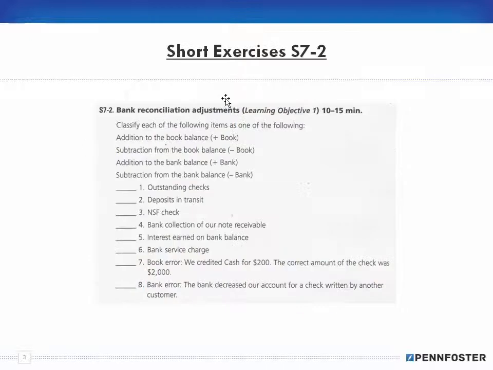All right, so let's begin with the first short exercise. Let me get my pen. And this is 7-2. It says classify each of the following items as one of the following. It's either going to be an addition to the book balance, a subtraction from the book balance, an addition to the bank balance, or a subtraction from the bank balance.